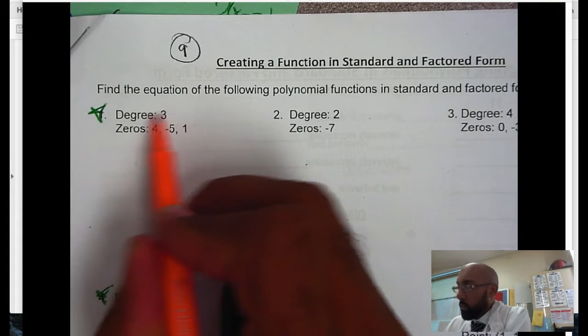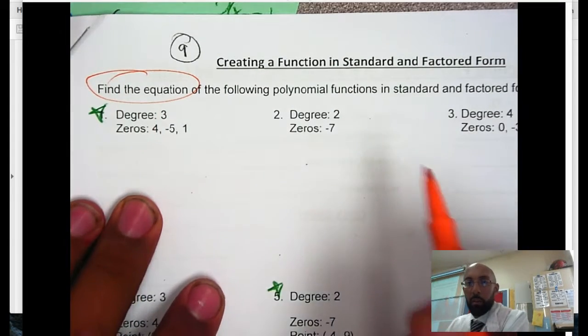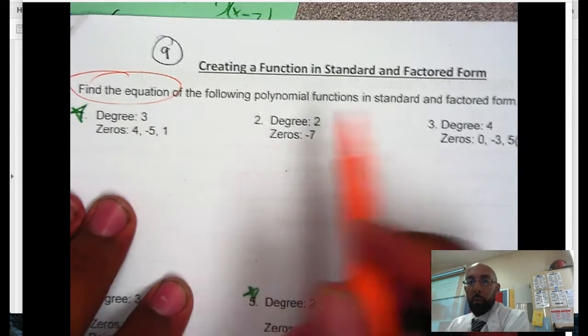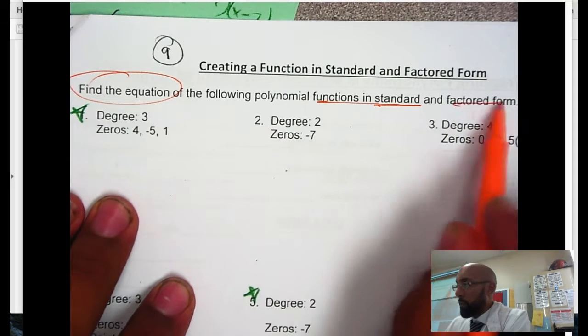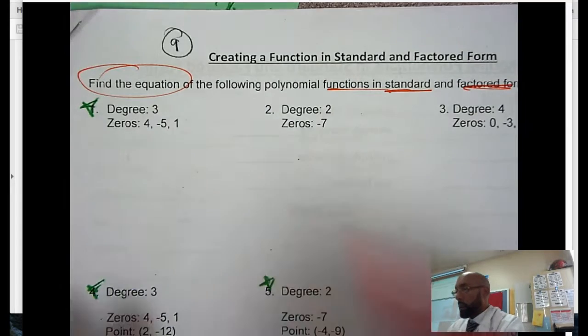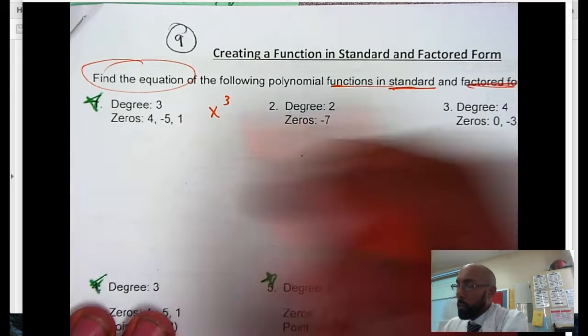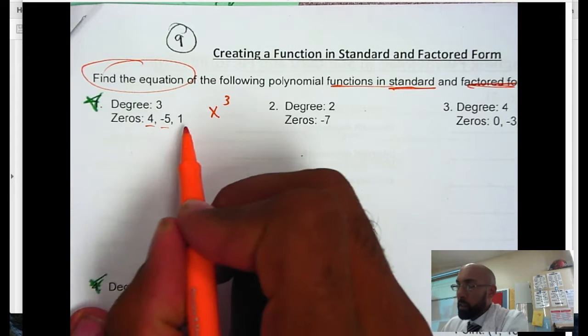All right, so degree 3. Basically, we need to create an equation based on what it says, and we want to put it in standard form and factored form. The ultimate goal eventually is to be able to make a quick graph. First, this degree of 3 means that we'll have x cubed. But then we also have zeros of 4, minus 5, and 1.